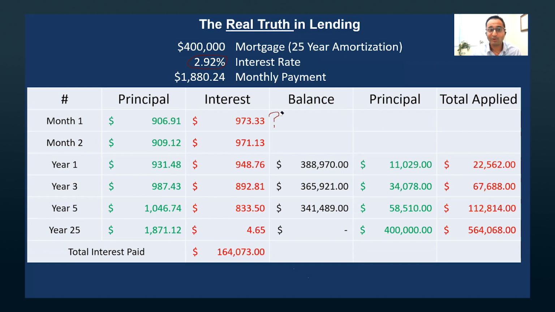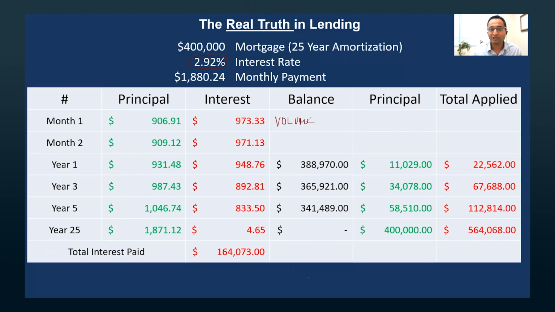It's a lot more than 2.92%. It's almost equal to the mortgage principal payment that we have in the first month. See, 2.92% is the rate. That 973 that we're paying is interest in the first month. That is the volume of interest. So rate and volume are just two different things. Banks make money on volume, not the rate.